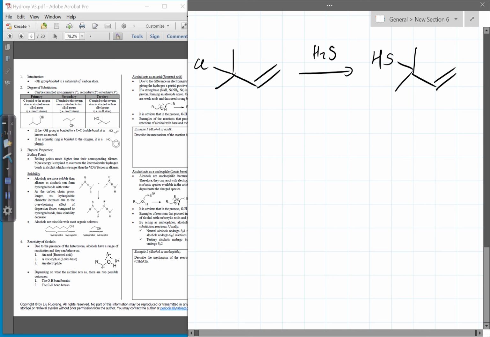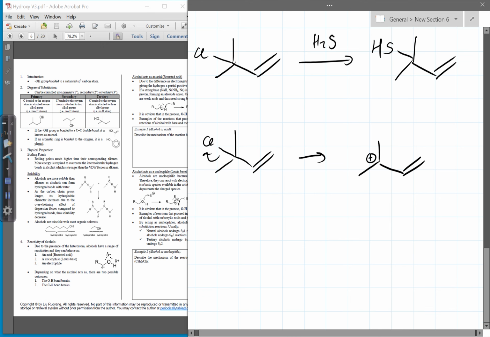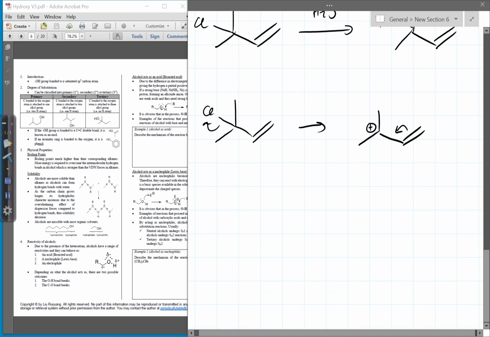For this case, it's quite obvious that if you add this to this, it's an SN1 kind of reaction because it's tertiary. So what will happen first is this will undergo heterolytic fission to generate this carbocation. In order to get to the final product, the only way is by resonance, whereby this goes here to form these species.